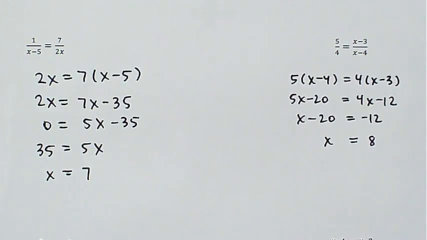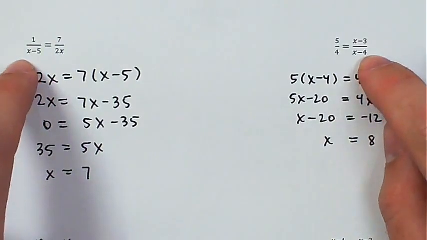All right, there you have it. These were two pretty standard cross-multiplication problems. Neither of them returned a solution that had anything wrong with it in terms of dividing by 0. So I've got an answer. I'm ready to move on.